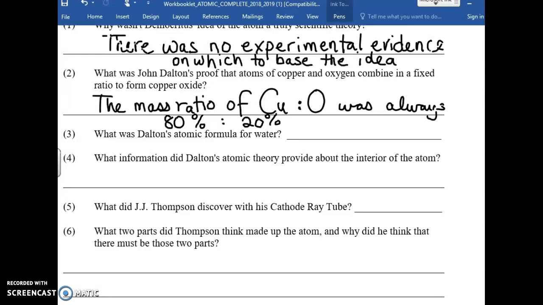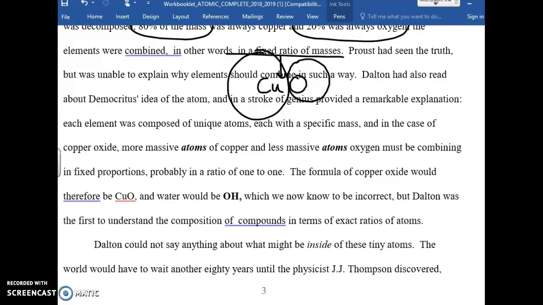What was Dalton's atomic formula for water? He determined, or he theorized, that there was always a one-to-one ratio of atoms. They knew that water was made of oxygen and hydrogen, so he reasoned that the formula must be OH.